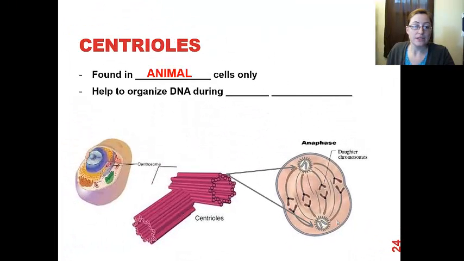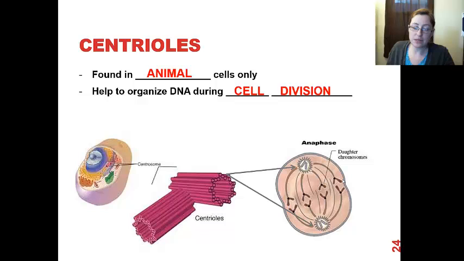Centrioles. Centrioles are found in animal cells only, and this is sort of the last organelle that we're really going to talk about here. Their main job is to help the cell during division. You can see here these centrioles, they're always in pairs, and they have sort of this log-like structure, so you can see them on either side.